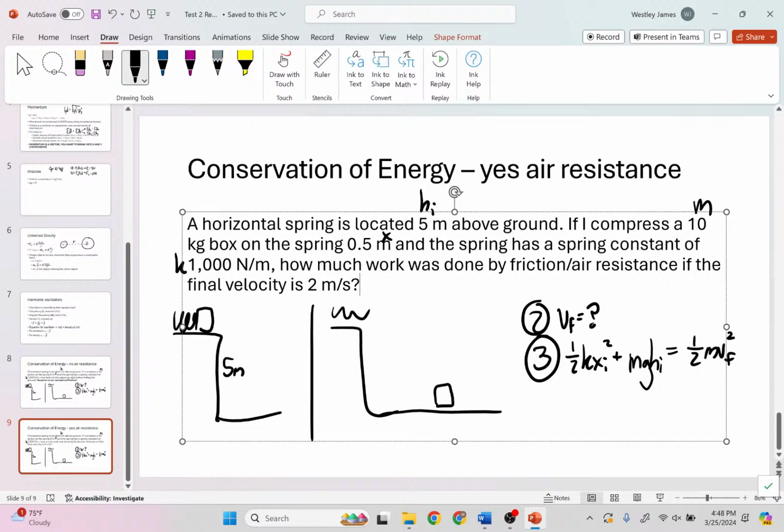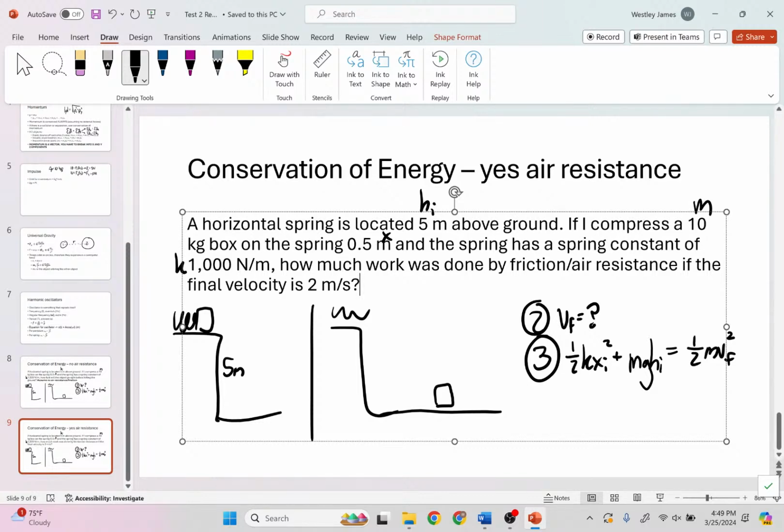Would that be a negative answer? And how much work was done? Would that be a positive answer? They'll both be negative. If I say how much energy was lost, I would accept a negative answer. Yeah, I would assume that you'd know that. Yeah, that's a good question.